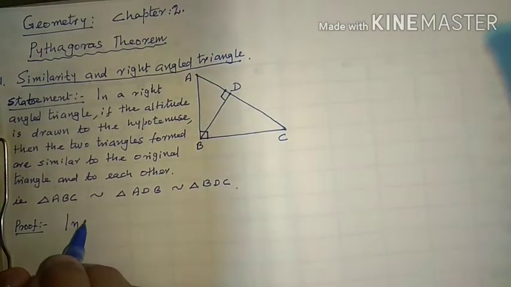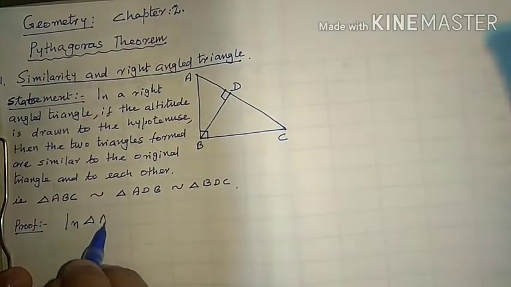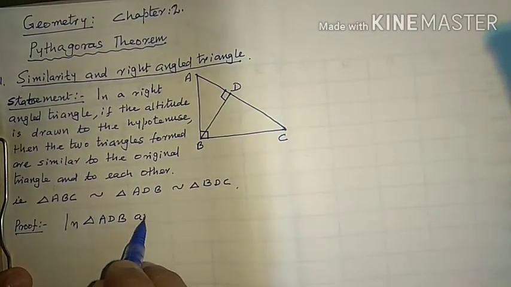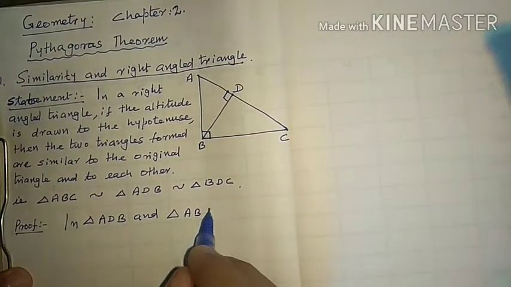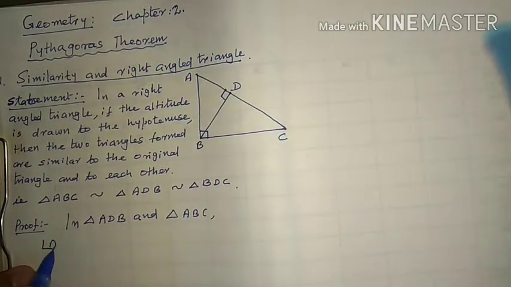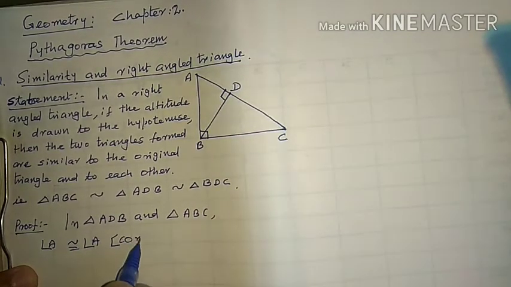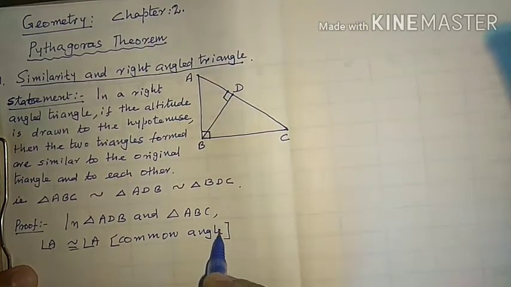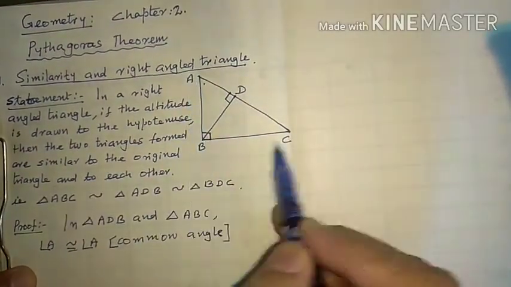We take two triangles, the small triangle ADB and the original triangle ABC. Now, angle A is congruent to angle A itself. What is the reason? It is a common angle. This angle belongs to the small triangle and also to the big triangle.